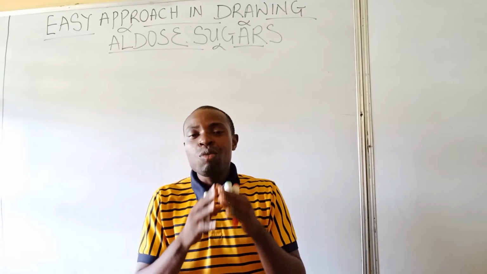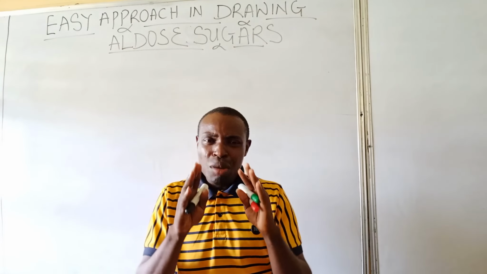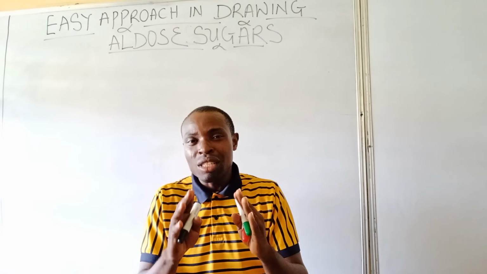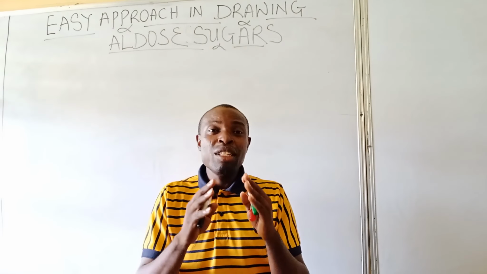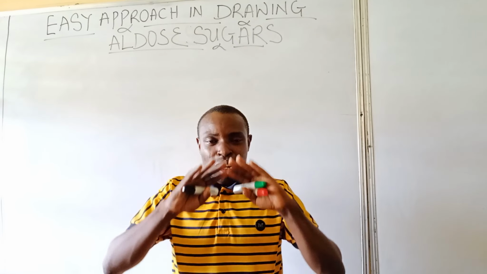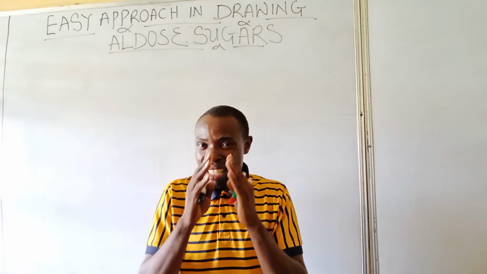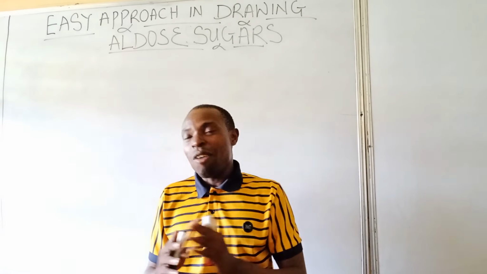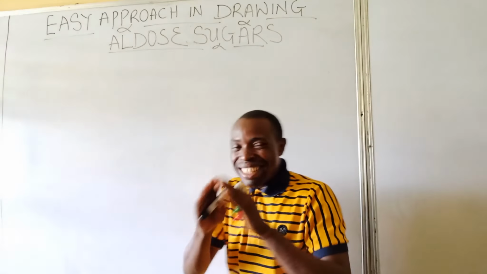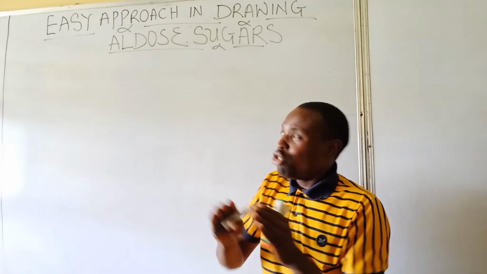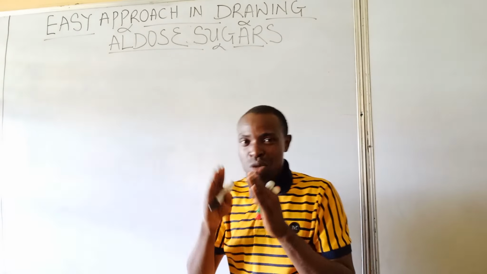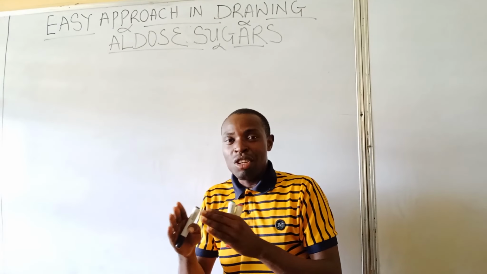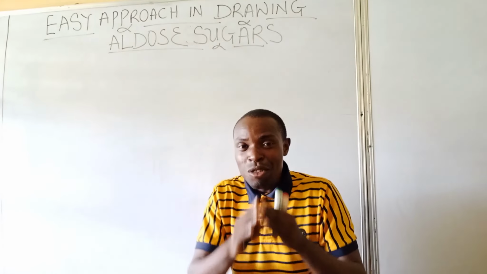Now, today we'll be working on a very interesting subject that has been a problem to many students all around the world, that have made many of them feel that the concept of life sciences is difficult. But today I'll prove it to you that it is not difficult. Our heading here is what we call an easy approach in drawing out those sugars. When we're done with that, we'll enter another easy approach in drawing the ketose sugar.